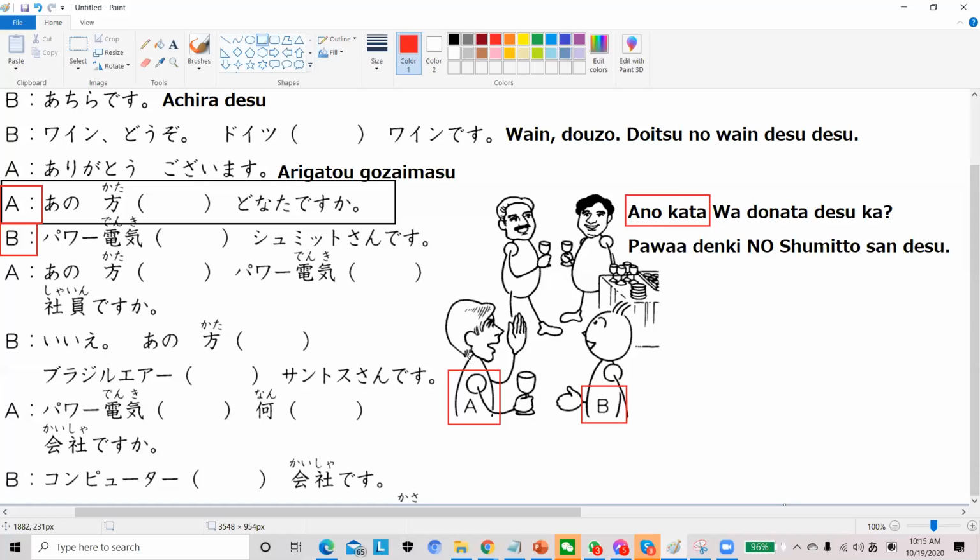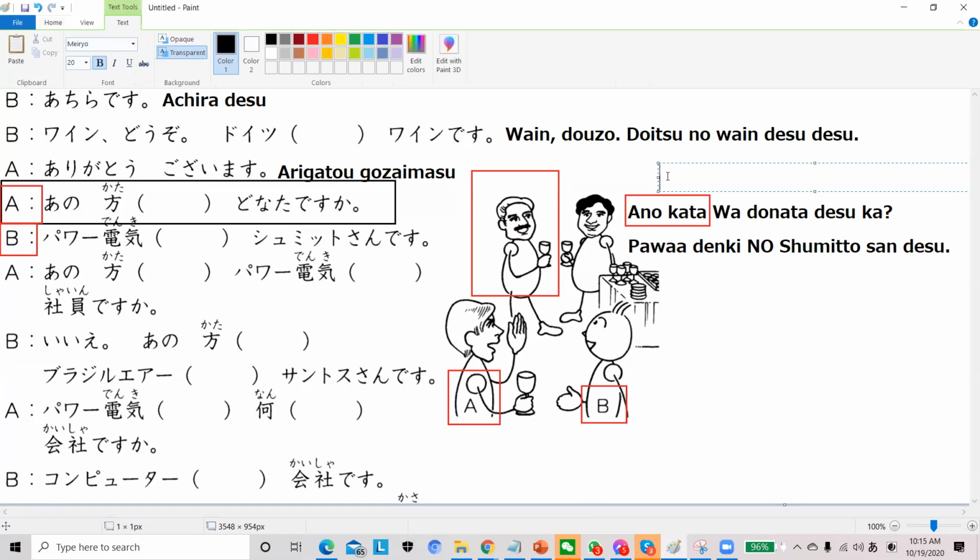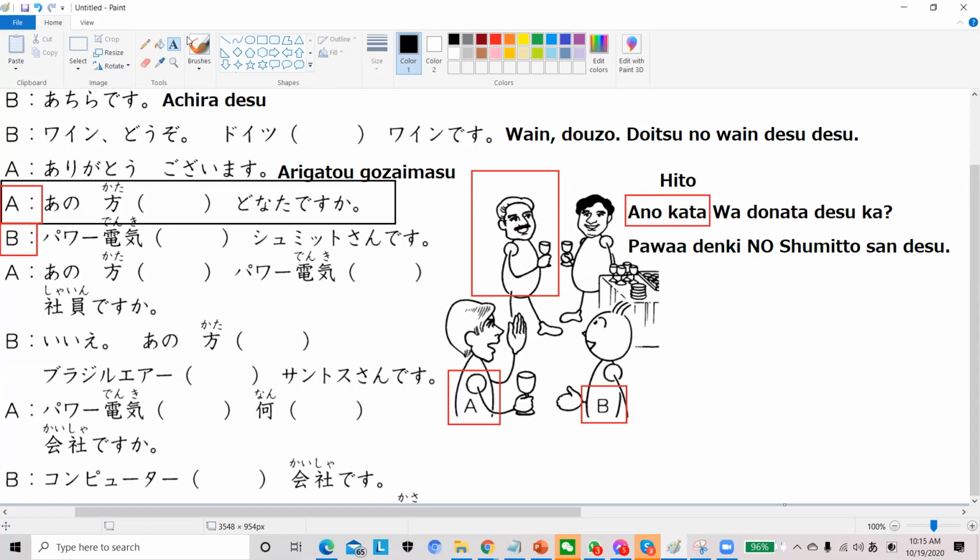For the anokata, we use that if both the speaker and the listener are far from each other. Since you are referring to a person that is far from both A and B, you are going to use anokata. But sometimes we can also use anohito. You can use anohito, but anokata is more polite, because if you are going to use anokata, you will use donata.